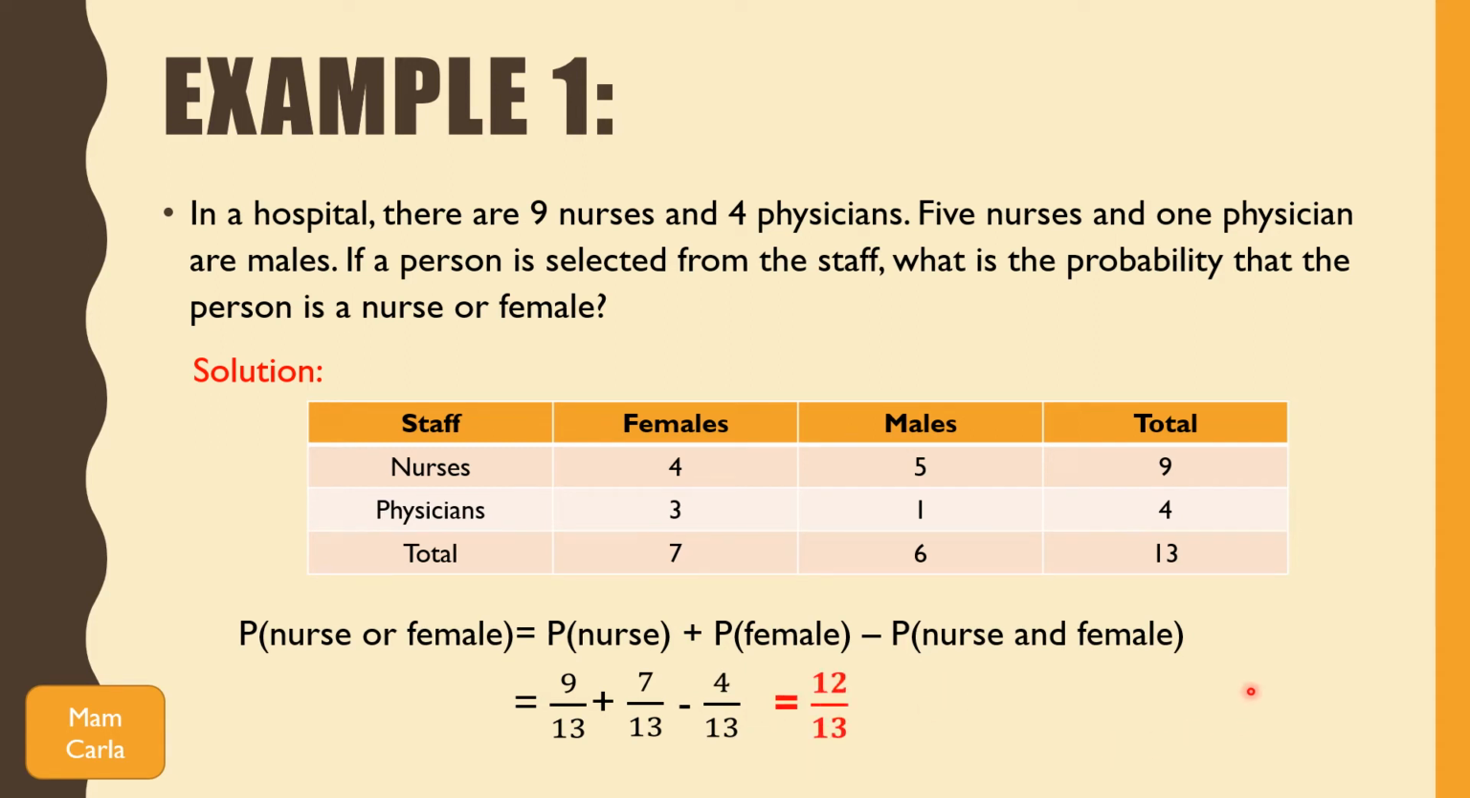And then we simplify. There we have 9 plus 7 minus 4 is 12. We just copy the common denominator, which is 13. So it means that the probability that the person selected is a nurse or female is 12 over 13.